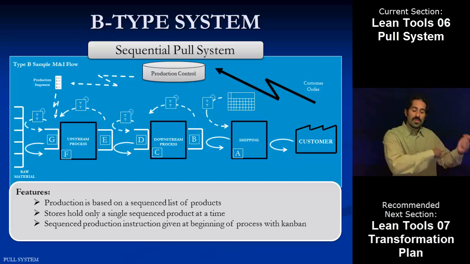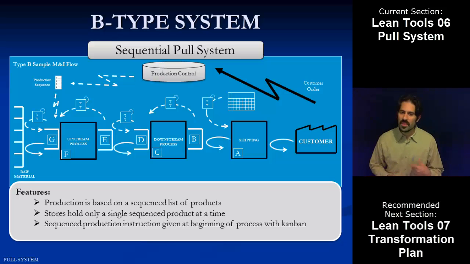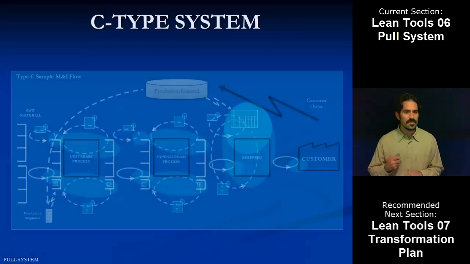Everybody's still pulling from everybody else, but at the head of the line we're sequencing what we're sending into the line because we have so many varieties we can't keep all of that in inventory. It's a minor difference, but it's still a pretty powerful system, and it works the same way. It manages the same way. You get all the same benefits out of it.